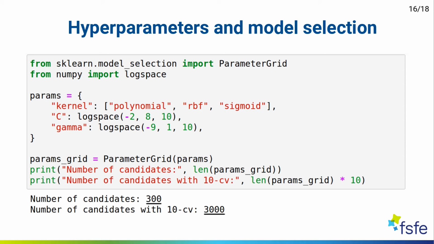For example, here I have 3 different parameters. Kernel takes 3 possible values, C takes 10 possible values, and gamma takes 10 possible values. So now if you want to try all combinations of those parameters to find the best ones, you have 300 candidates to try. That is 300 models to train. And if you want to use 10-fold cross-validation, you have 3,000 models to train to find the best combination of the hyperparameters. So this is really time-consuming and expensive.